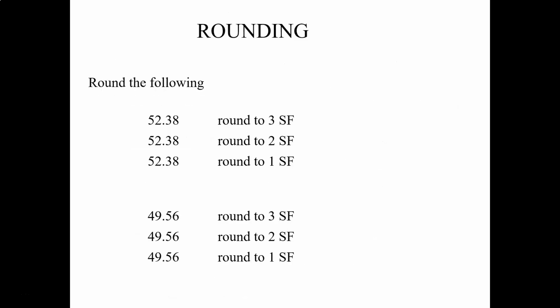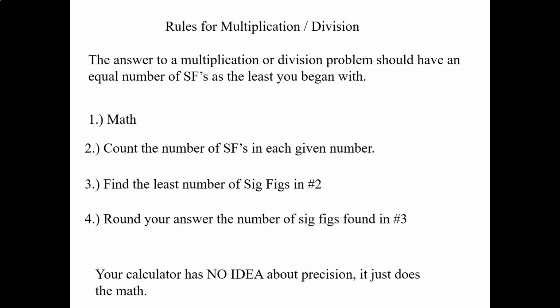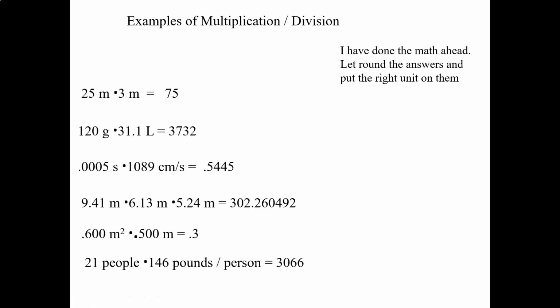This is the same rounding as we did before. These are the rules for multiplication and division. When you multiply or divide two numbers, this is what you do to figure out the sig figs of your answer. You do the math. You look at how many sig figs you had in each number that you multiplied or divided. You find the least number of sig figs of those two or three, and then you round your answer to the least number of sig figs. Okay, so let's go through a couple examples here.